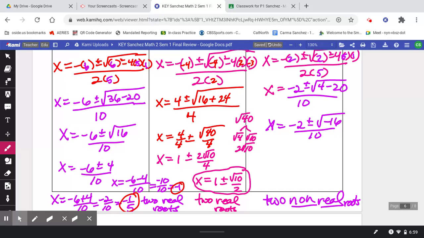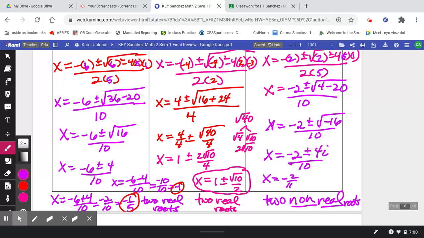So when I've got a root negative 16, the square root of 16 is just 4, and the square root of negative 1 is i. So negative 2 plus or minus 4i over 10. And if I want to split this up, negative 2/10 plus or minus 4i over 10 reduces down to negative 1/5 plus or minus 2i over 5. Ooh, there's the whole shebang. There's my 2 non-real roots.